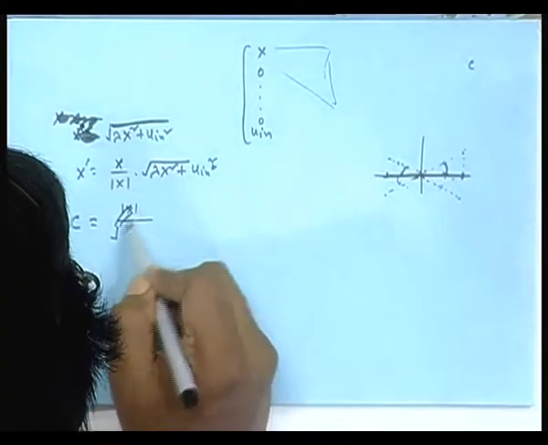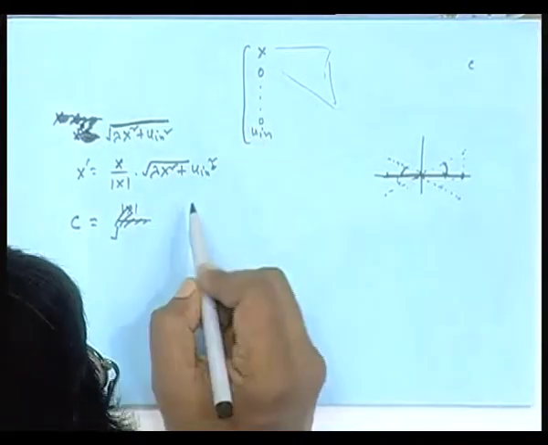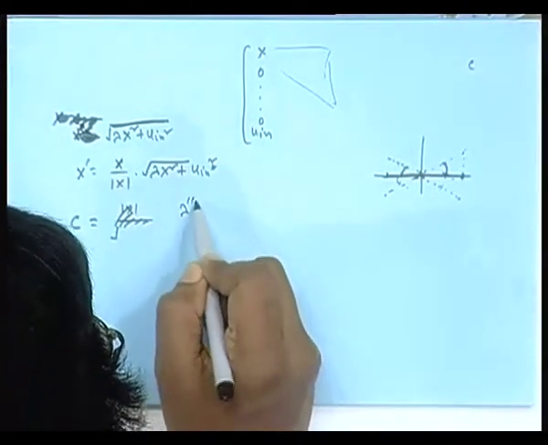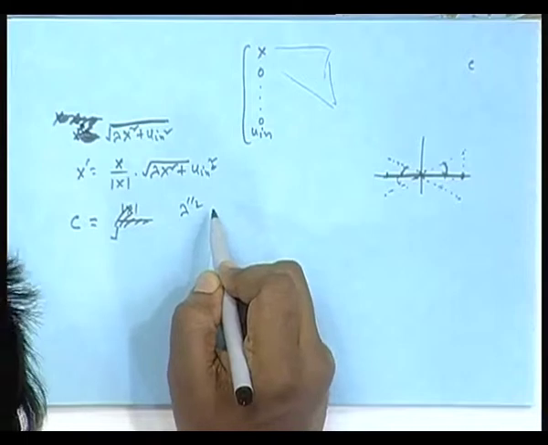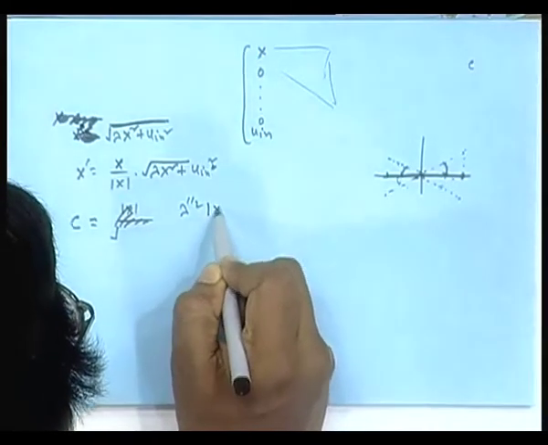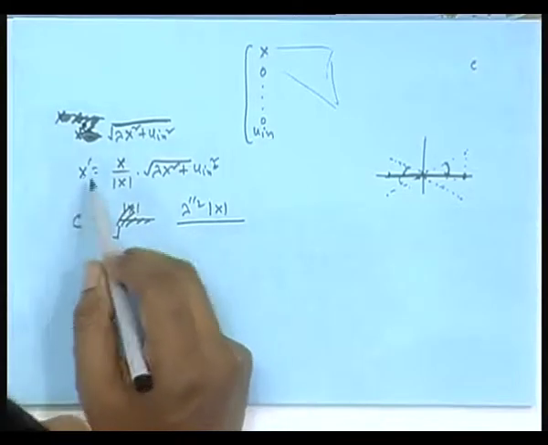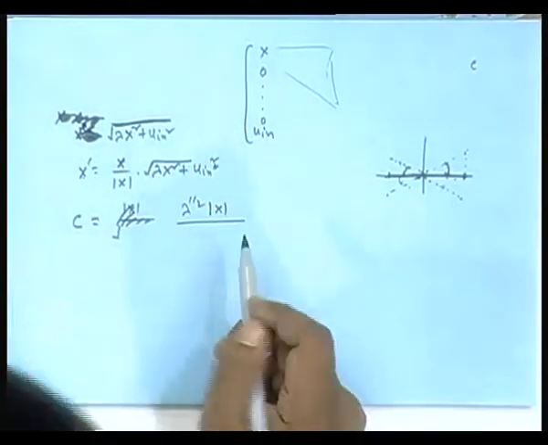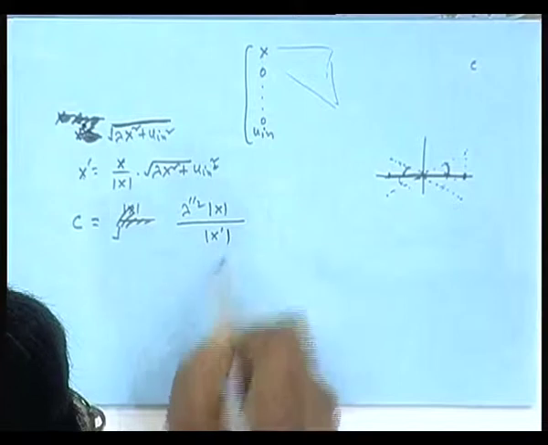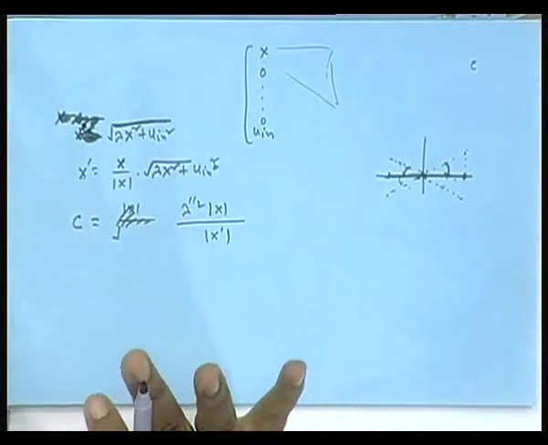In fact, it is not just x, there is a lambda factor. Mod x divided by, you can take the mod of this or mod of same. This is your C.